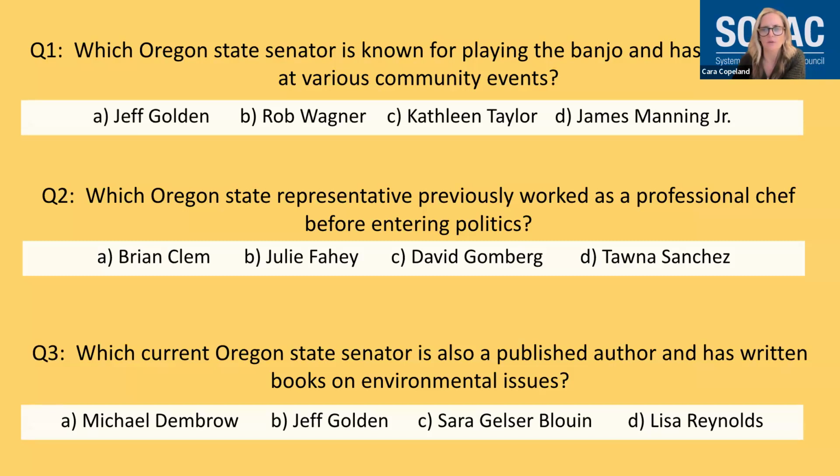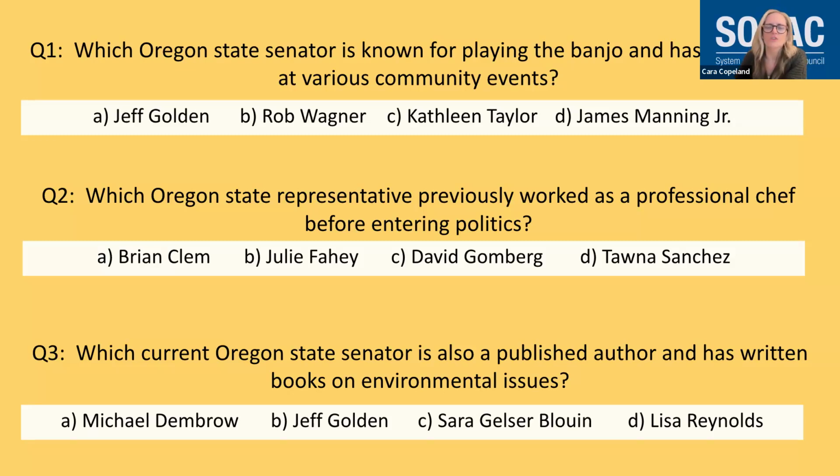All right, write your answer down. If you guessed Jeff Golden, you win a point. All right, let's go on to question 2. Which Oregon State representative previously worked as a professional chef before entering politics? Is that Brian Clem, Julie Fahey, David Gomberg, or Twana Sanchez, excuse me. All right, A, B, C, or D. If you chose C, David Gomberg, give yourself another point.